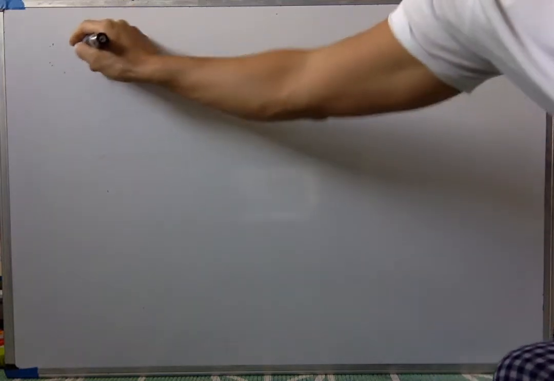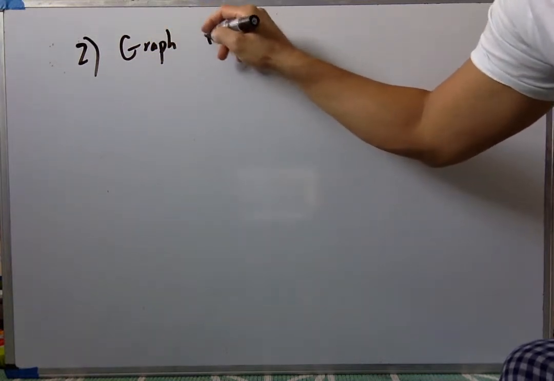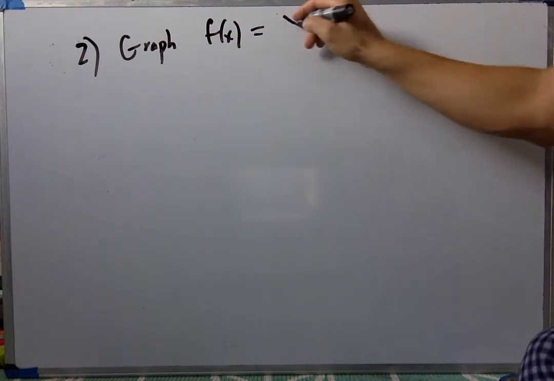Okay, let me find the problem. Alright, problem number 2. It says graph f of x equal to x over x squared minus 4.